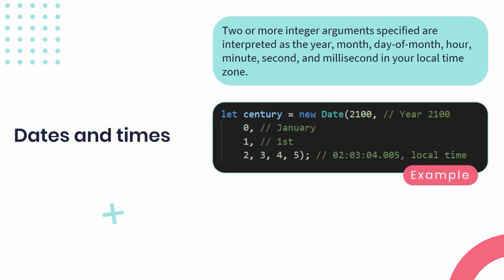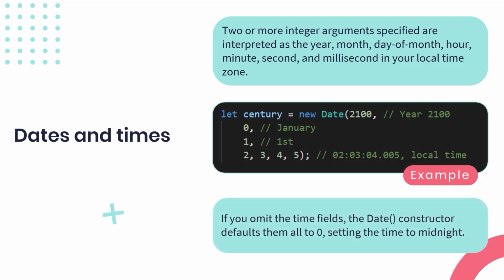A cool quirk with the Date API is that the first month of a year is number 0, but the first day of a month is number 1. If you omit the time fields, the Date constructor defaults them all to 0, setting the time to midnight.